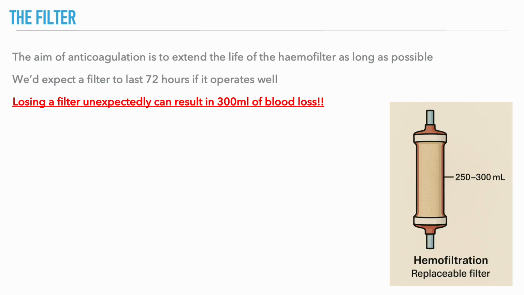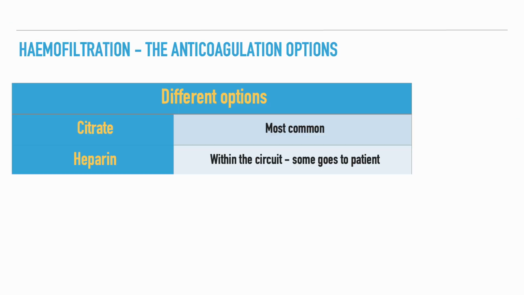So the filter. The filter is a disposable part of the circuit. We want this part to last as long as possible, and that is the aim of using anticoagulation for hemofiltered patients. Not only to minimise disruptions to treatment and to reduce cost, but if we lost a filter completely, that ends up with a blood loss of about 150 to 300 mils. So what are the options?